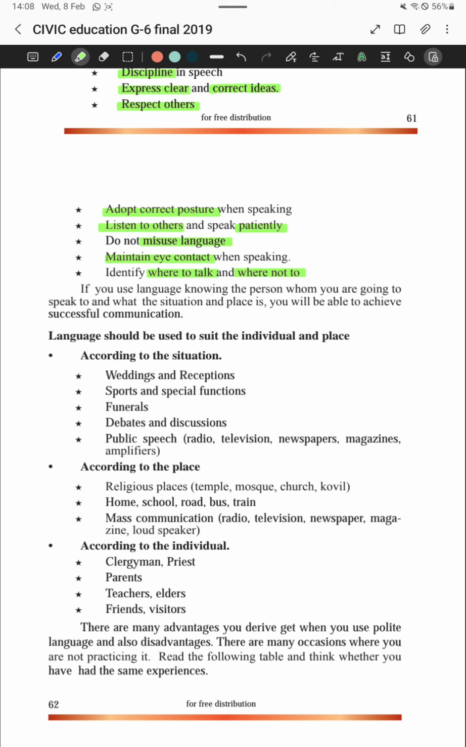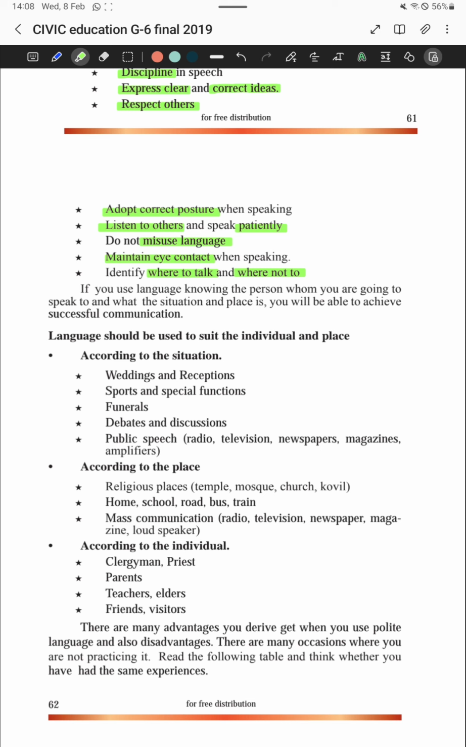So that is the thing. When you're talking, please be concerned about the place where you talk, and also to whom you talk. The person whom you talk to is also a must. Please be obedient and use the language properly in those circumstances, right?